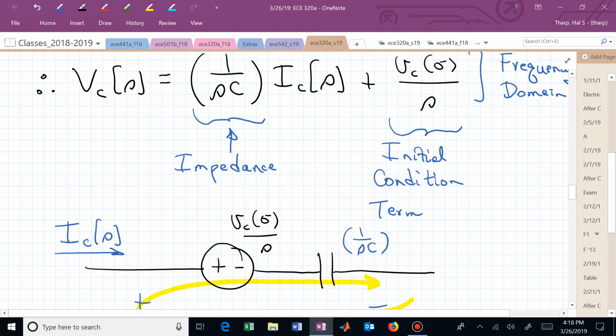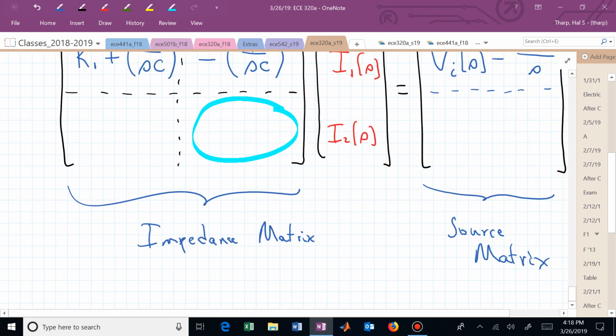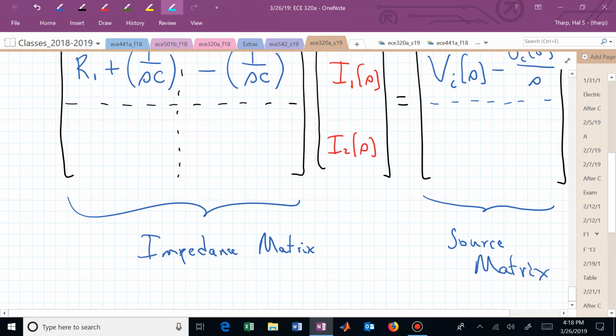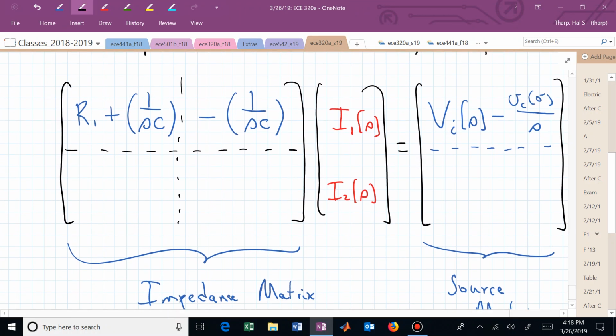I'm ready to write down by inspection what I just said, hopefully. I have the sum of all of the impedances that are touching I sub 2. That's going in here. And that was 1 over SC plus SL plus R sub 2. What impedances were shared by I1 and I2? Those sum up and come in with a negative sign in the off-diagonal term. That's this minus 1 over SC.